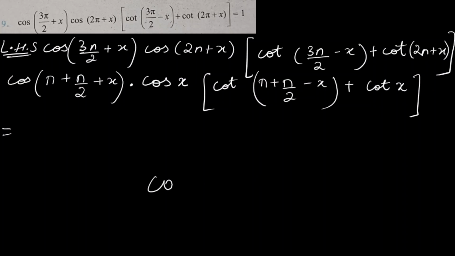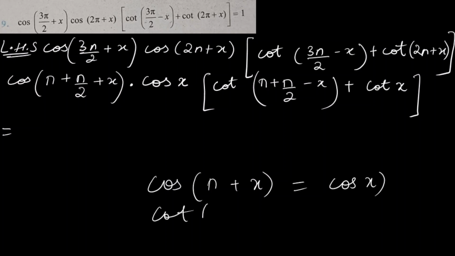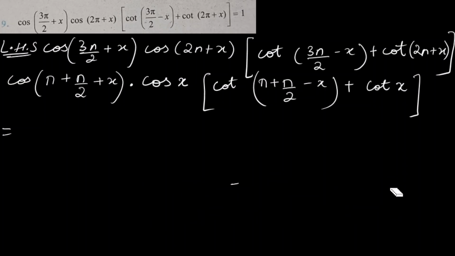Now let's change the way of writing. So we know again same thing. Any angle if we add pi, so pi plus x is equals to the same trigonometric function of x. For cot also, pi plus x is equals to cot x. So we will write these functions in this form. So how we can do that?